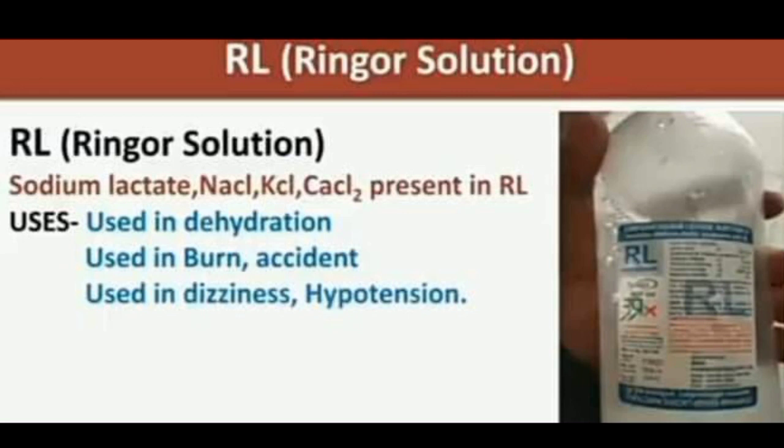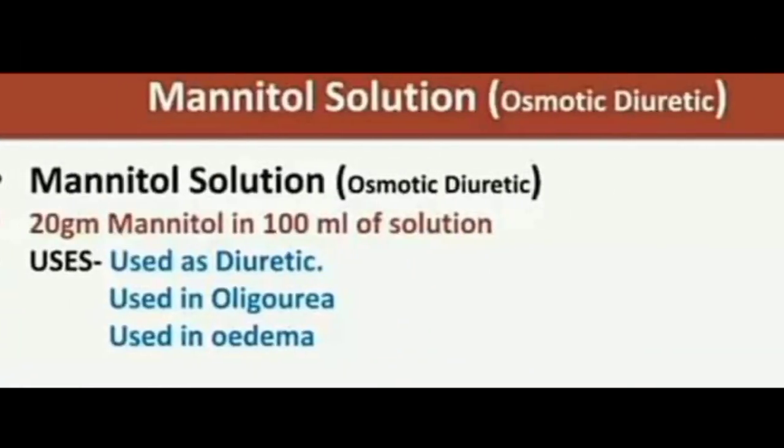The third one is the Ringer solution. It is also called the Ringer lactate. The Ringer solution consists of sodium lactate, potassium chloride, calcium chloride, and it is also used in dehydration, also used in burn and accident, and also used in dizziness and hypotension.